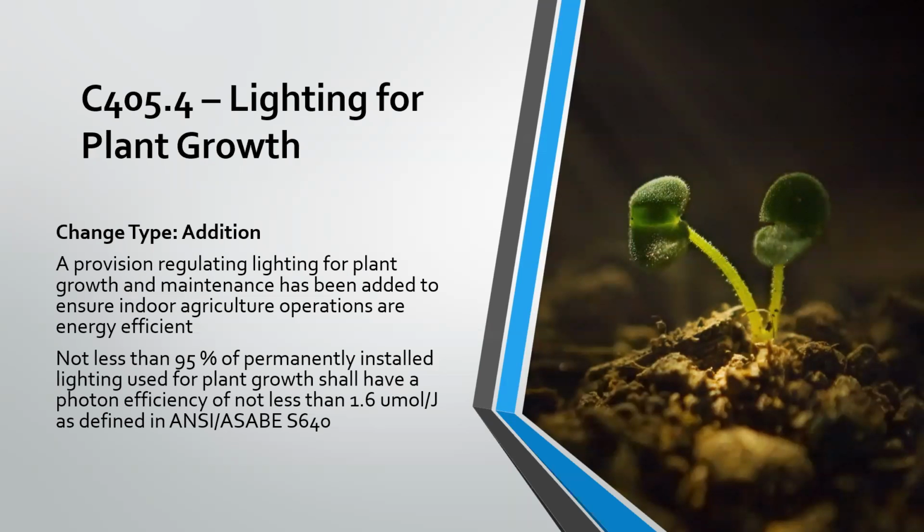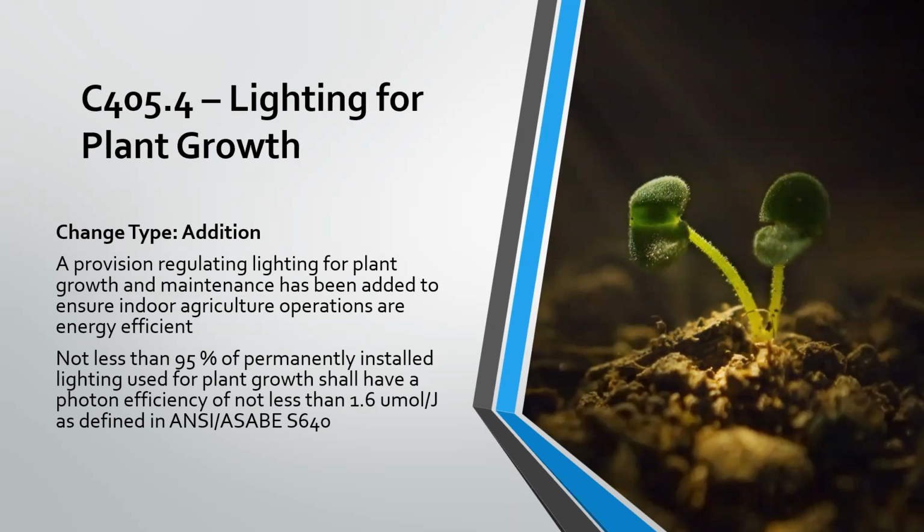So with this is the addition of provisions regulating lighting for plant growth and maintenance, added to ensure the indoor agricultural operations are energy efficient. There's actually a standard. It's ANSI/ASABE S640. That is a public standard that stands for quantities and units of electromagnetic radiation for plants. So it's a way to look at, is it meeting the efficacy of the lighting? Does it have enough electromagnetic radiation for the plants to be able to grow using that lighting? But is it also energy efficient?